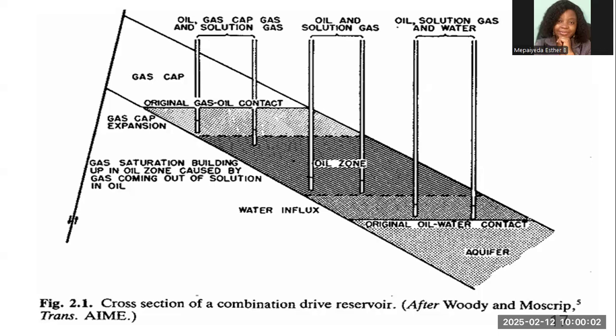Okay, so let's also look at a cross-section of combination drive mechanisms which we can have. So here you have your aquifer. You can see your aquifer.